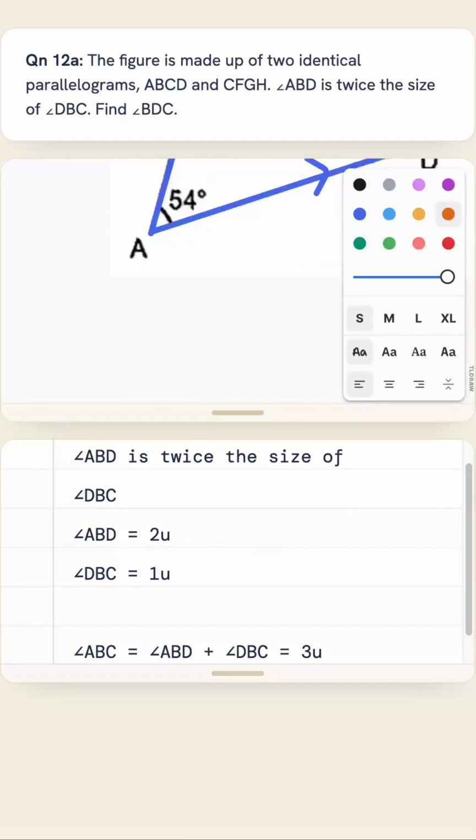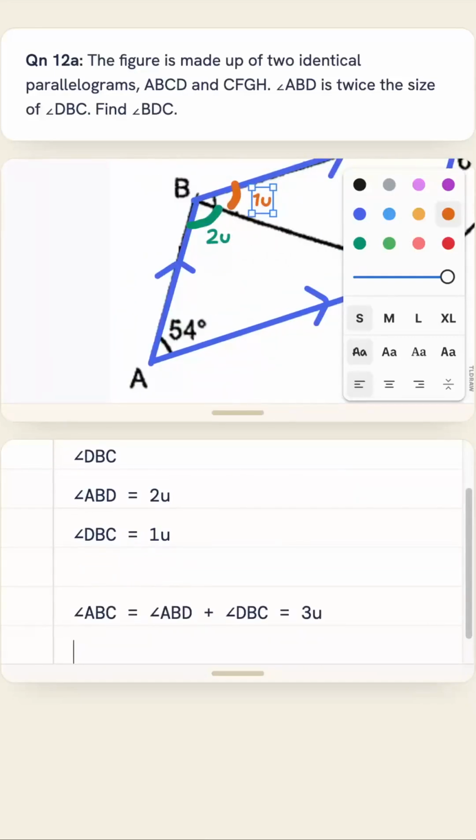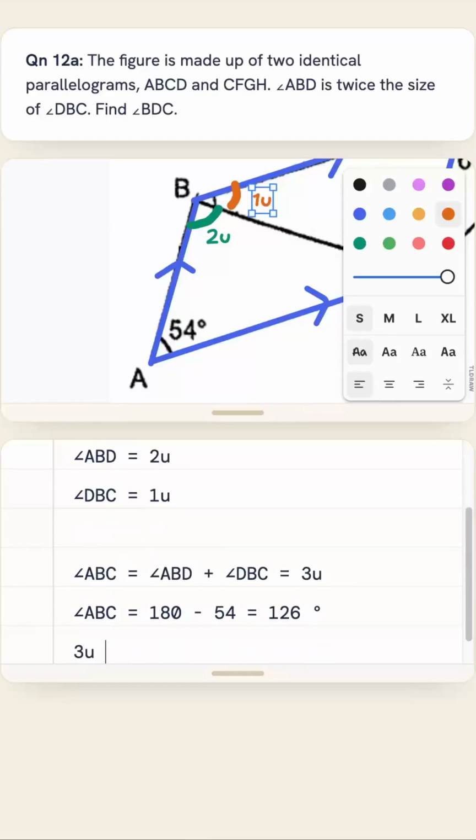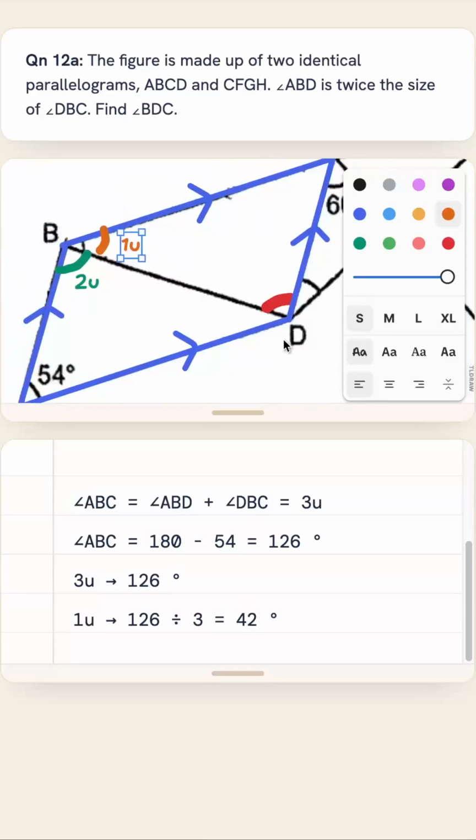And we actually can get angle ABC because we know angle BAD. So that means angle ABC is equal to 180 minus 54, and this will give us 126 degrees. And then we know that 3 units is equal to 126 degrees. Then 1 unit is equal to 126 divided by 3, and this will give us 42. So now you know 1 unit is 42.